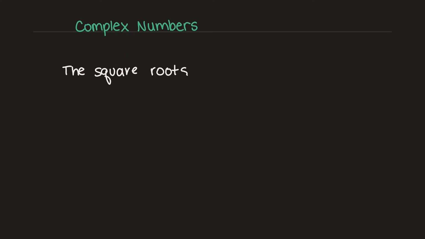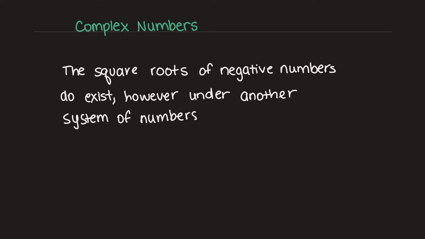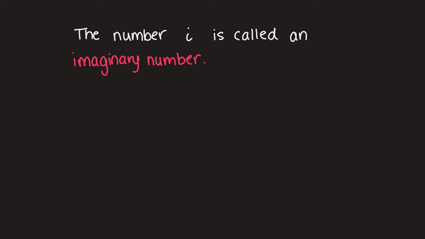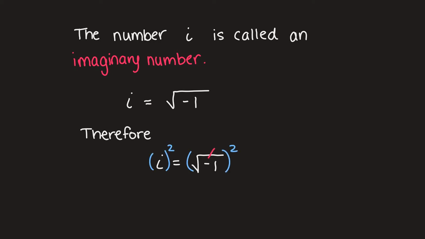Well, the square root of negative numbers do exist, however, under another system of numbers called complex numbers. And before we define what a complex number is, we must define the number i. The number i is called an imaginary number, and it is defined as the square root of -1. Therefore, squaring both sides gives us i squared equals -1.